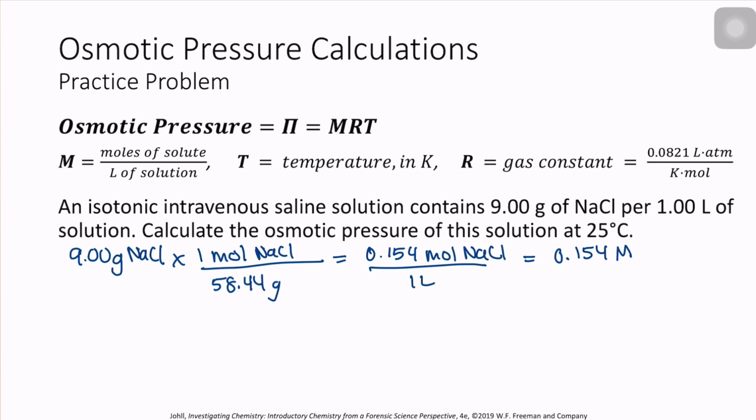If you recall, sodium chloride is soluble in water and it is going to completely dissociate. It's going to act as a strong electrolyte. So it's going to have 2 particles in solution. So that gives me a total molarity of the particles equal to 0.308.